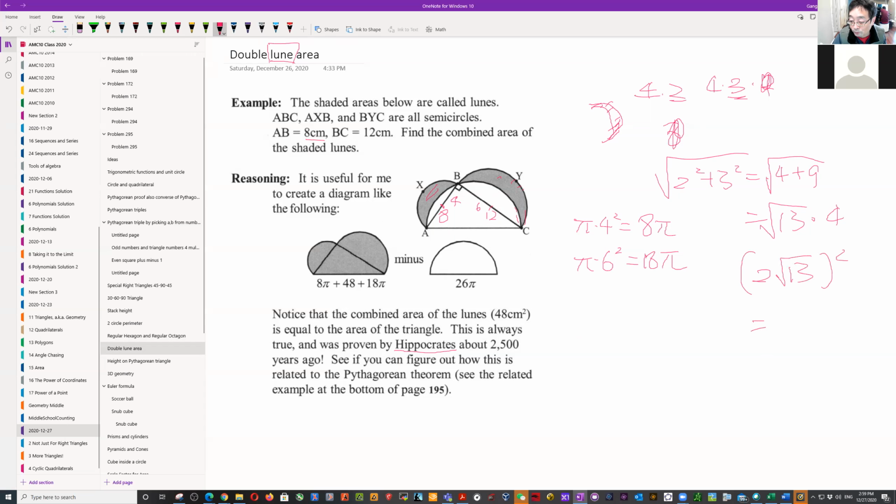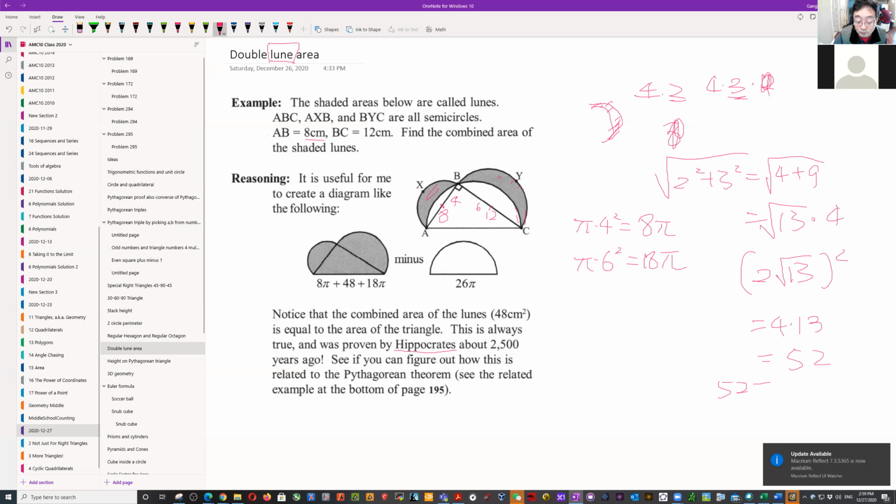If you square it, it's going to be equal to 4 multiplied by 13, which is 52. So the area of the full circle is 52 pi, and the half circle is 26 pi. So if you subtract this, it will cancel out all the pi's, and it will actually go to 48. So basically the double lump area is equal to the area of this right triangle.